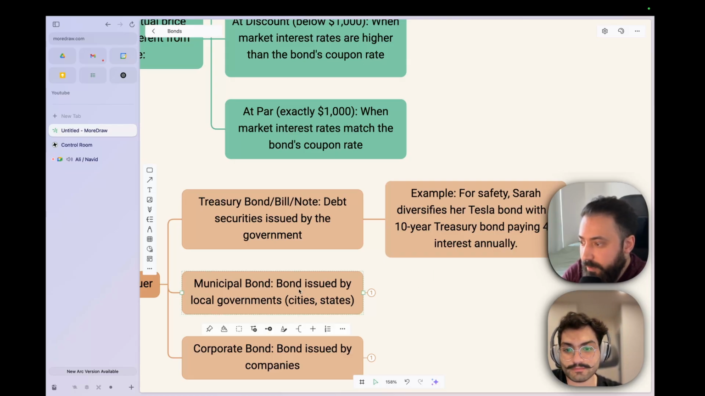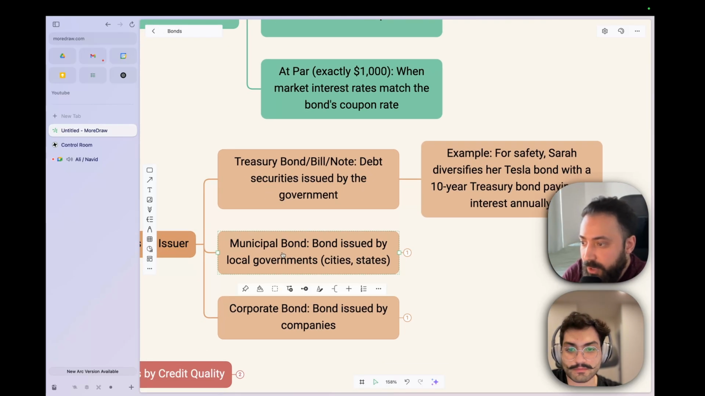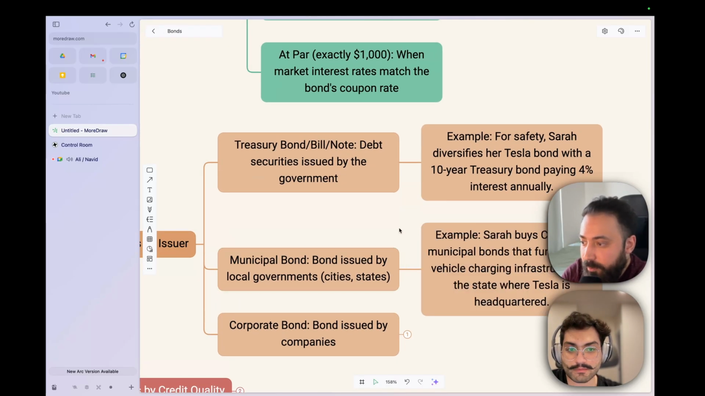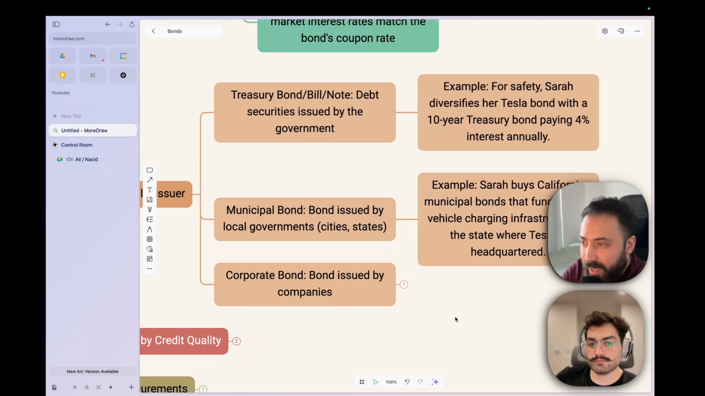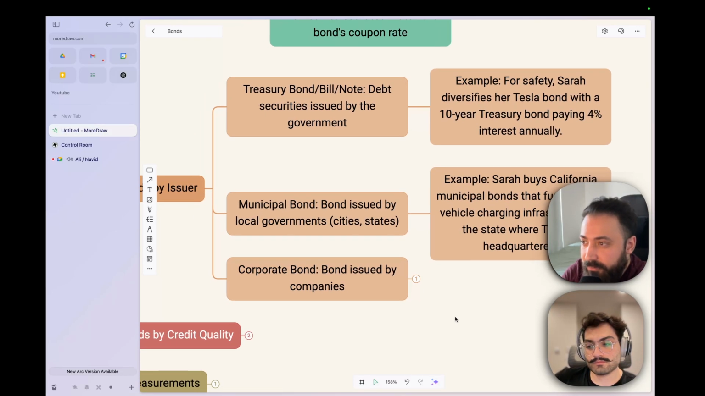Yeah. Then we do have municipal bonds, which are the same, but with local governments, within cities and within states. Let's say Sarah buys California bonds that fund electric vehicle charging infrastructure in the state where Tesla is headquartered. So this is somehow related to the first one, but on a lower scale.